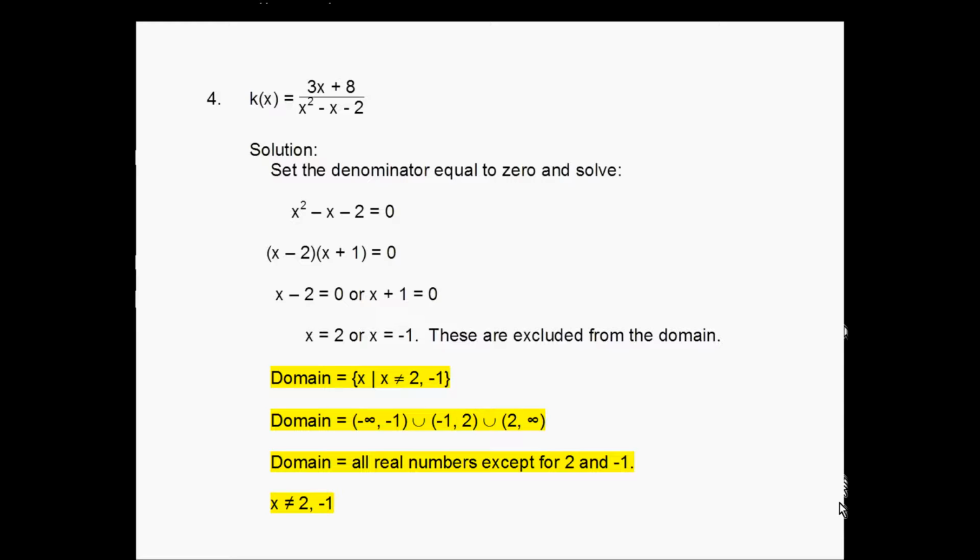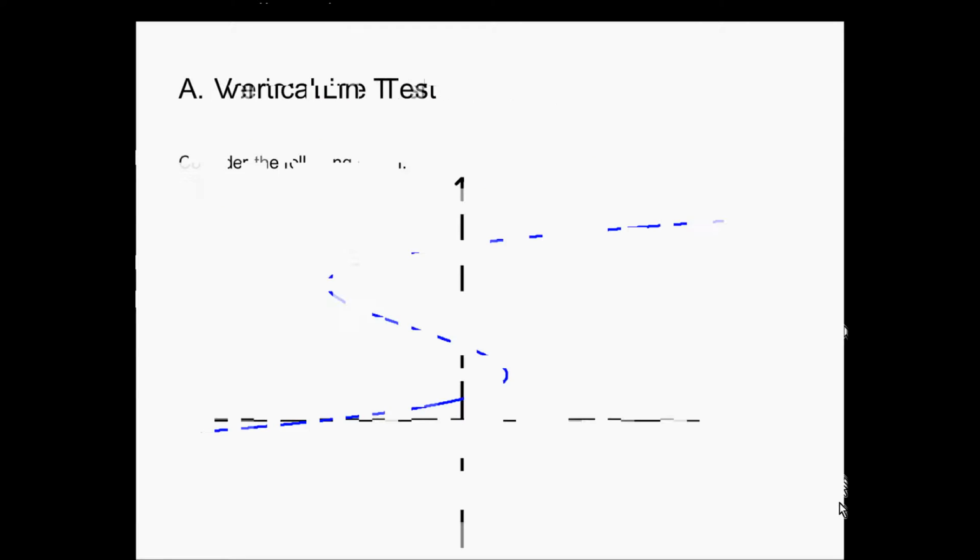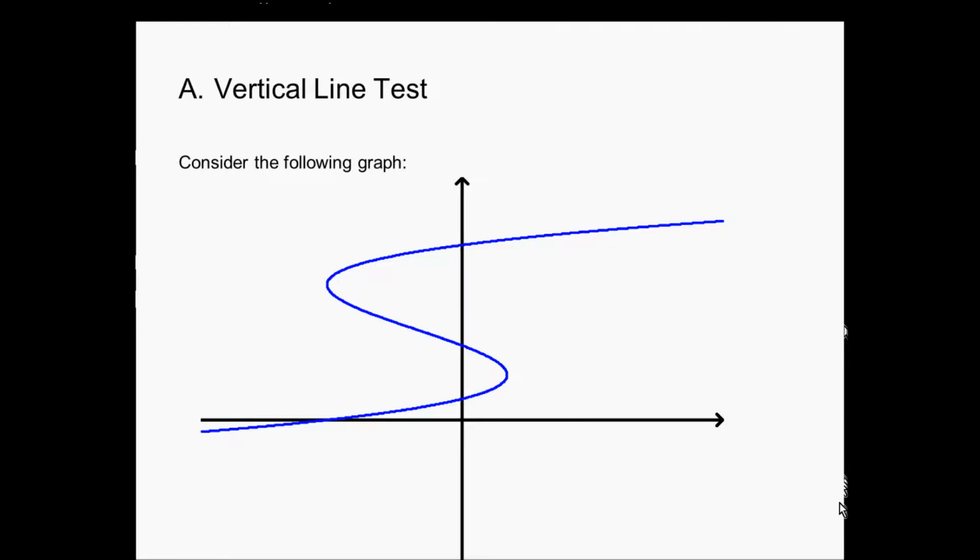Let's go to our next topic. Graphs of functions. The vertical line test. Okay, consider this graph. Looks like a funny looking S. Okay, now it is a relation. Remember, anything you draw on the xy plane is in fact a relation.